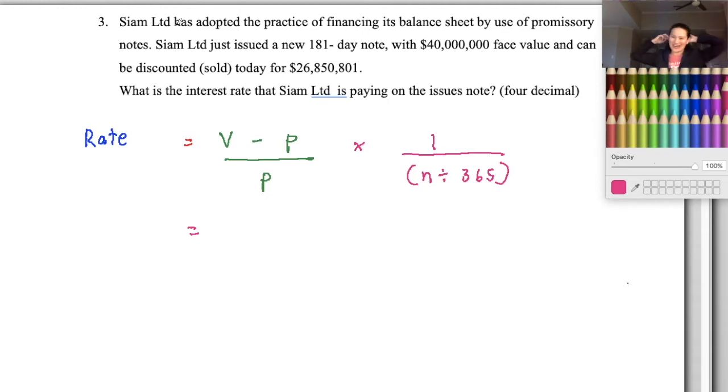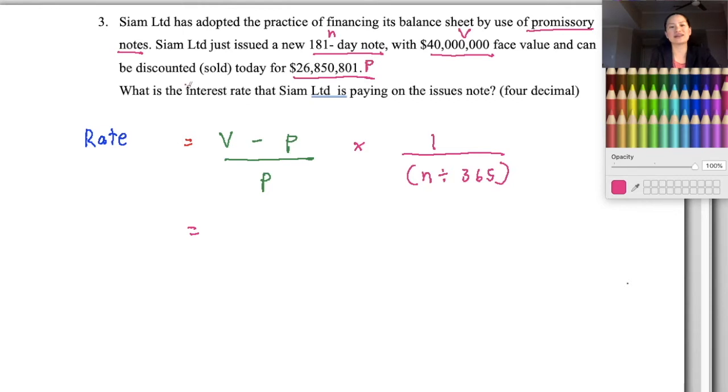Oh, actually, I created that question and I use Siam. Okay, Siam Limited has adopted the practice of financing its balance sheet by using promissory notes. Siam Limited just issued a new 181-day note, that this one is N, with 40 million face value, this one is V, and can be discounted or sold today for 268508001, and this one is P.